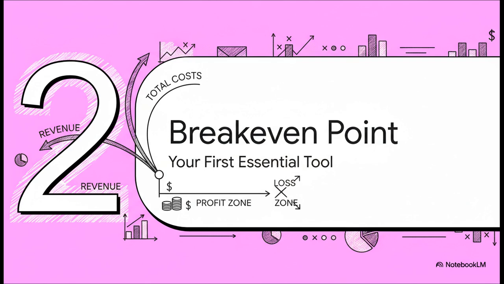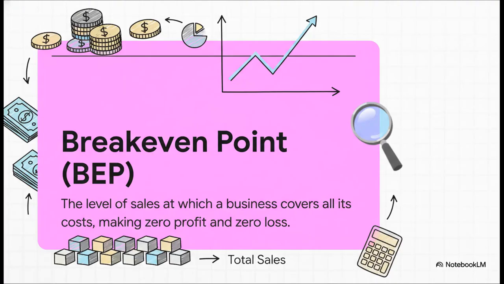Okay, so let's get to our first major calculation and see how this all comes together. We're going to use what we just learned about costs and contribution to find the single most important number for any new venture, the point where you make zero profit but also zero loss. This is the break-even point, or BEP. It's your business's survival number, plain and simple.